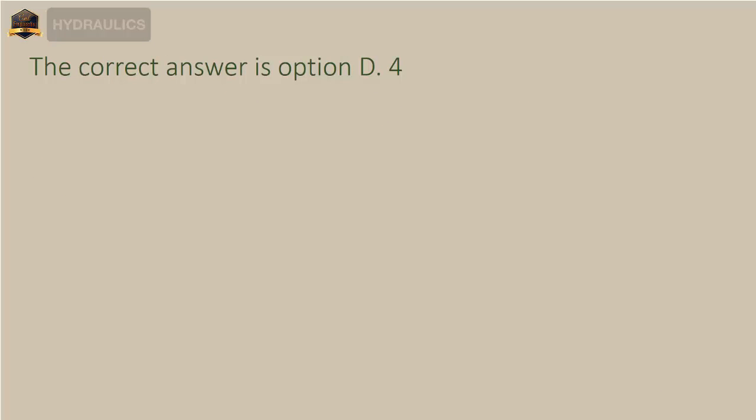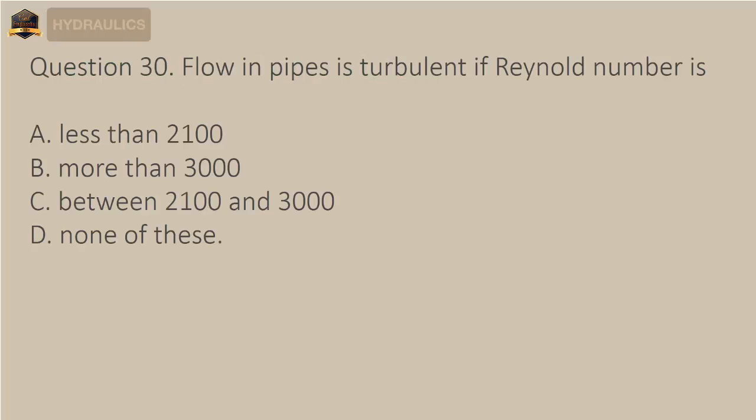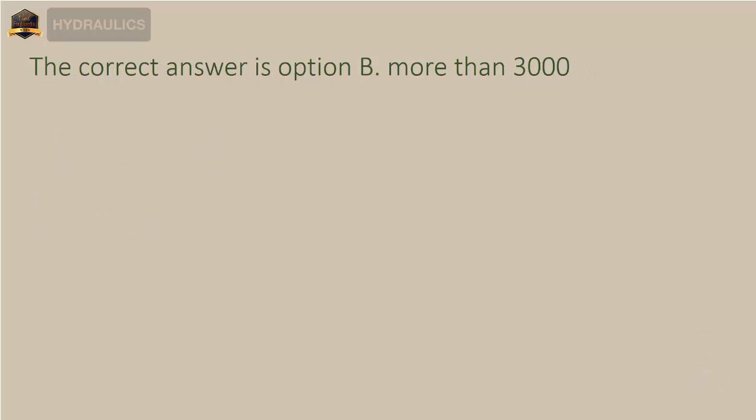Question 30. Flow in pipes is turbulent if Reynolds number is A. Less than 2,100. B. More than 3,000. C. Between 2,100 and 3,000. D. None of these. The correct answer is option B, more than 3,000.